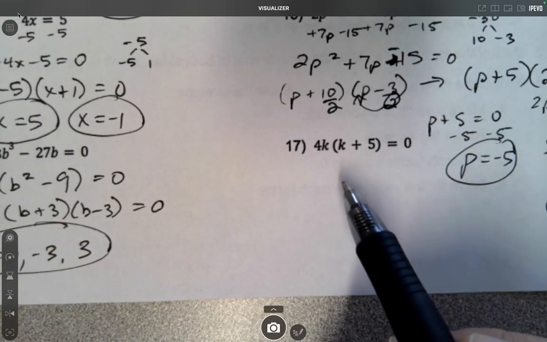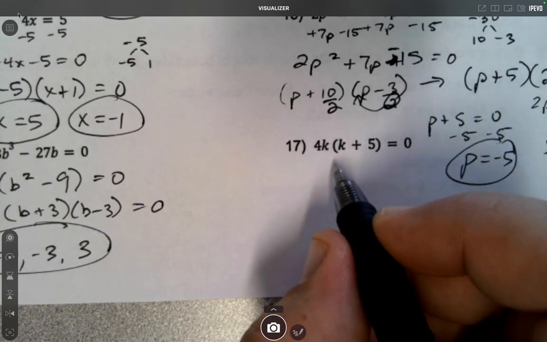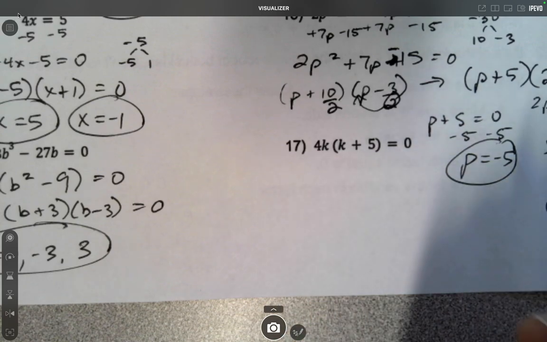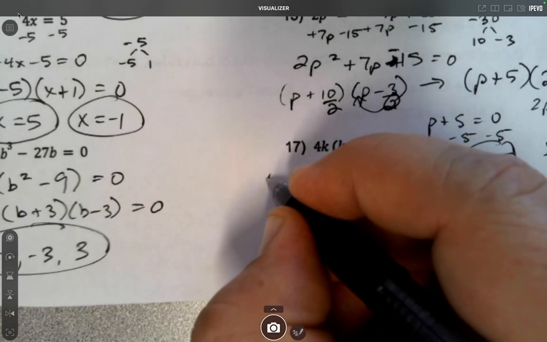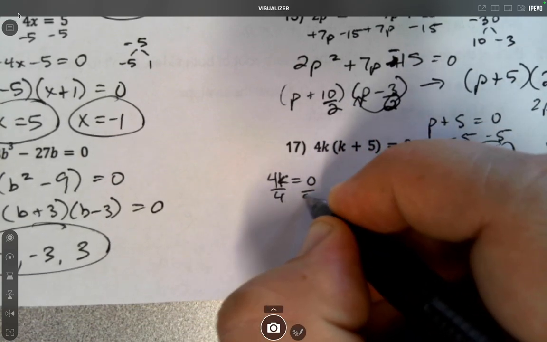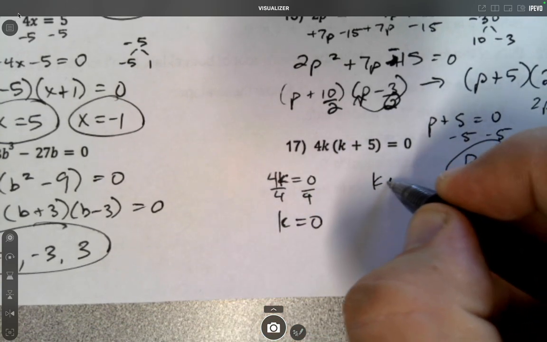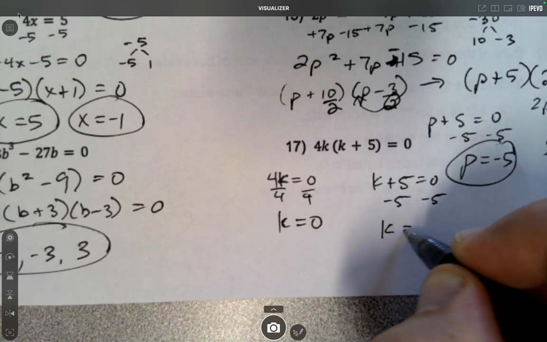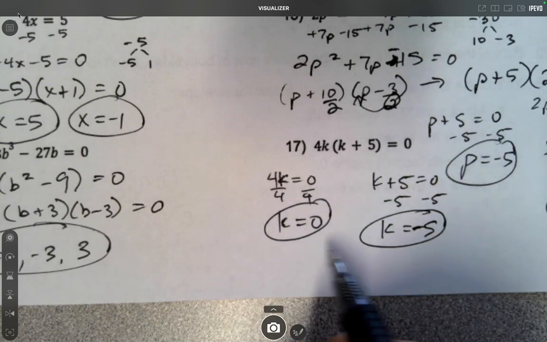Last one. This one is set equal to 0, and it's already factored for us. So don't be deceived. This is a lot easier and quicker. You may be like, this doesn't look like any of the other ones. That's true. But in this case, it's because they've actually done lots of the work for us. All we have to do is set 4k equal to 0, and we get k equals 0. Then we set k plus 5 equal to 0, subtract 5, and get k equals -5. So 0 and -5.